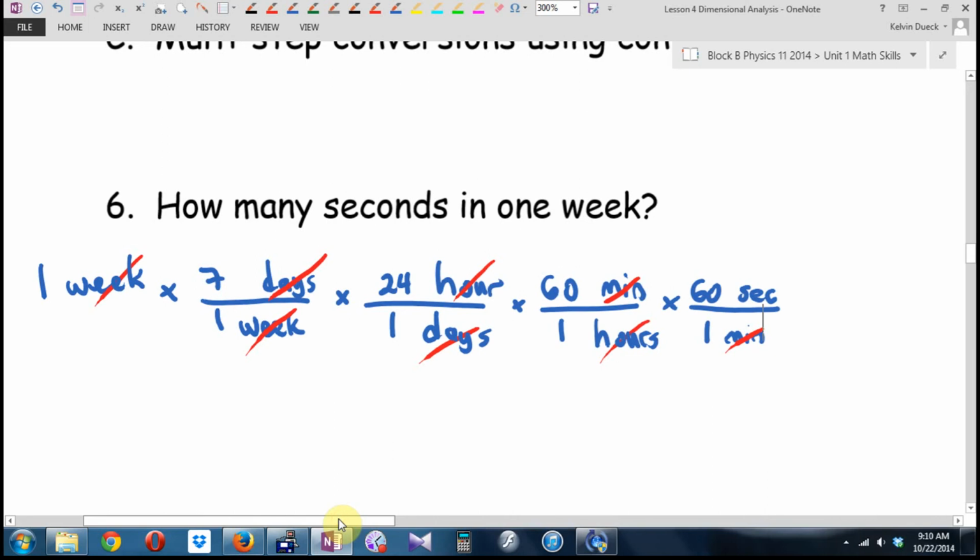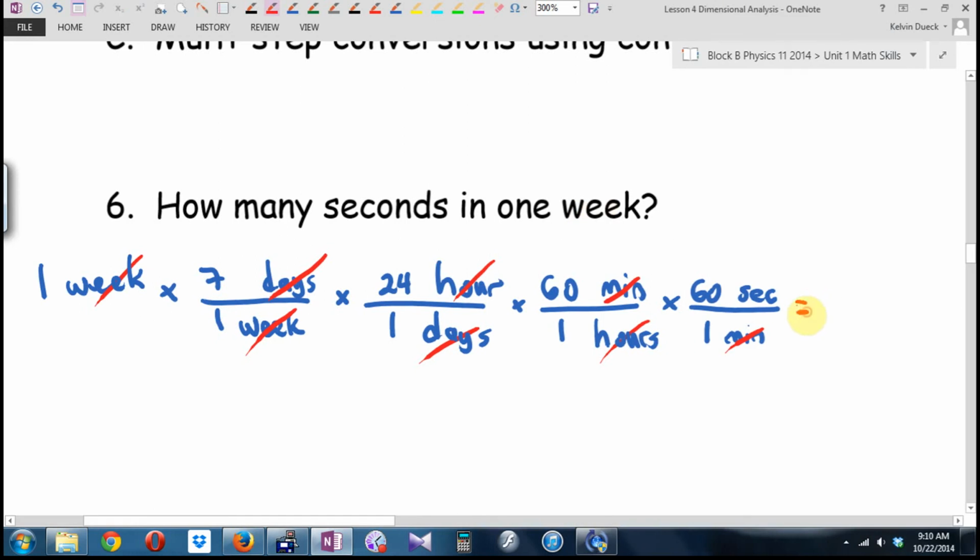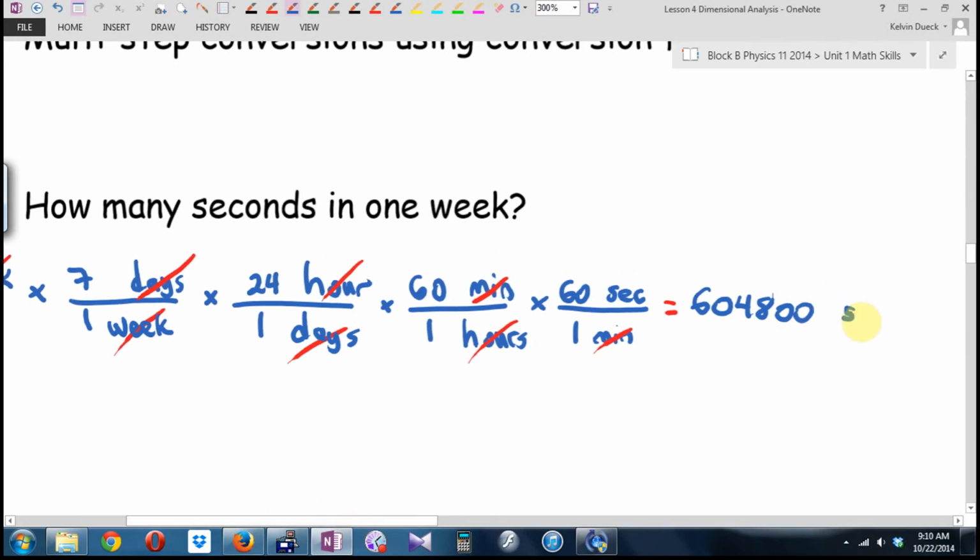It's called dimensional analysis. So if I go 7 times 24 times 60 times 60, how many seconds are in 1 week? 604,800? Oh, always add the units. Seconds.